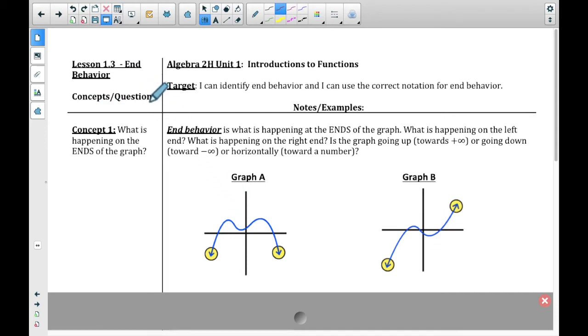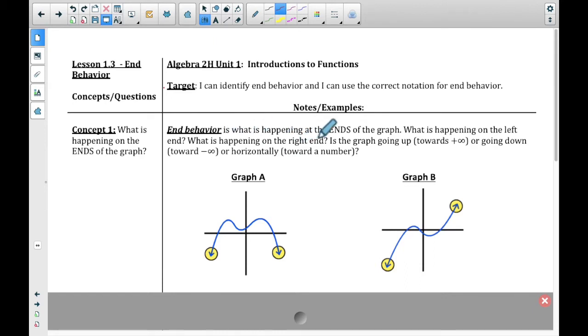The key thing to know about end behavior is we are only looking at the ends of the graph. In other words, we don't even care what happens in the middle. That is totally irrelevant to us because we are only caring about the ends of the graph. And so we're going to focus all of our attention on the ends. And so that's described here.